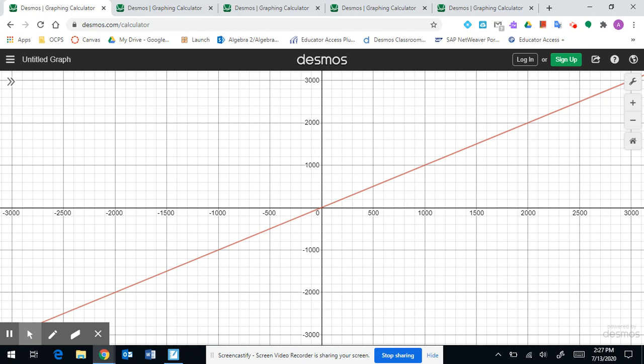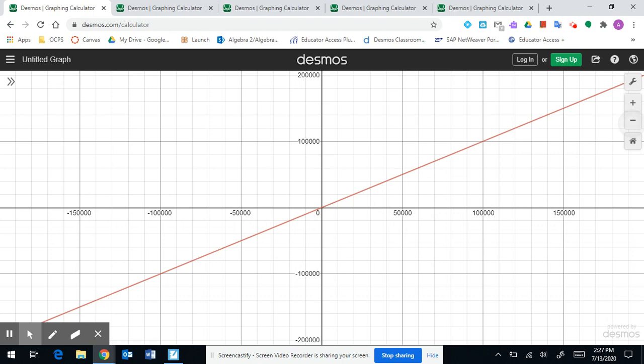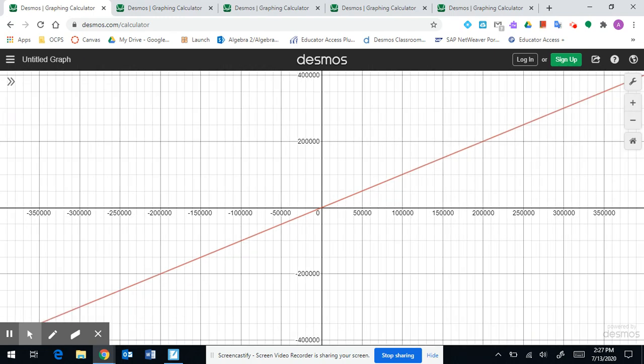Now with the range, that was your y values starting from the bottom and working your way up, because we always have to go from least to greatest. Again, if I keep zooming out, there is no end to this line. It's going to start at the very bottom as low as you can possibly think, and then it's going to work its way up.